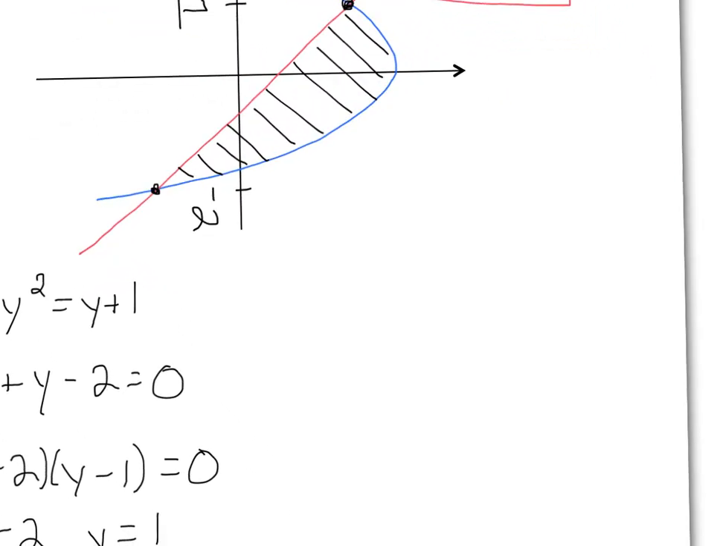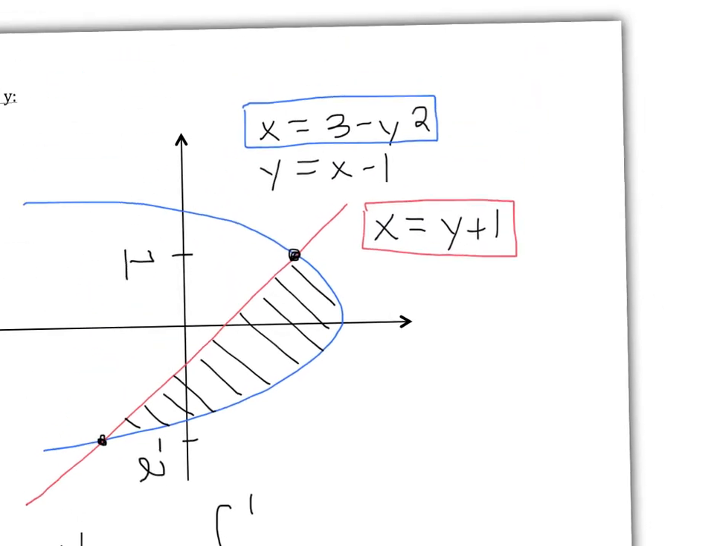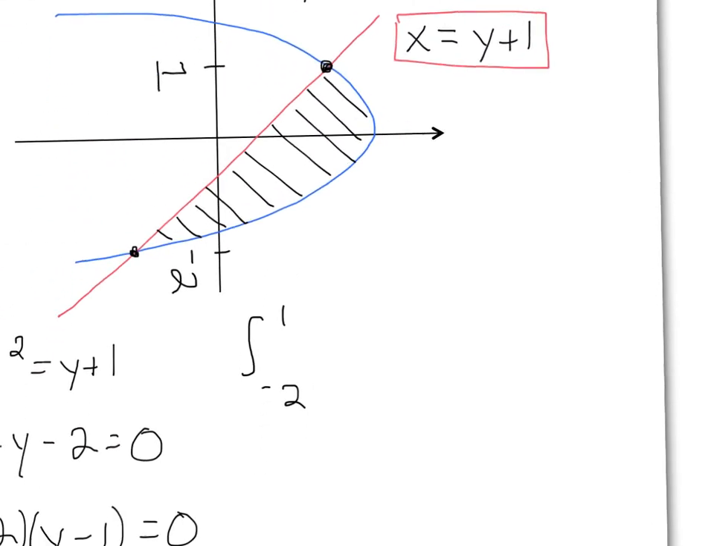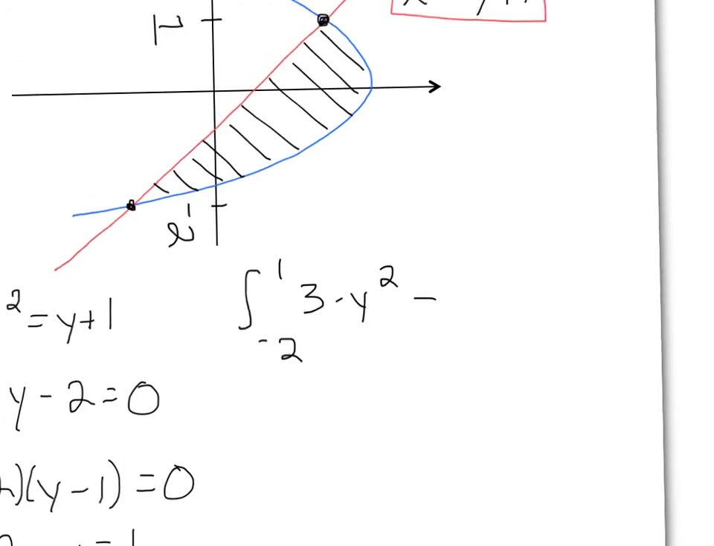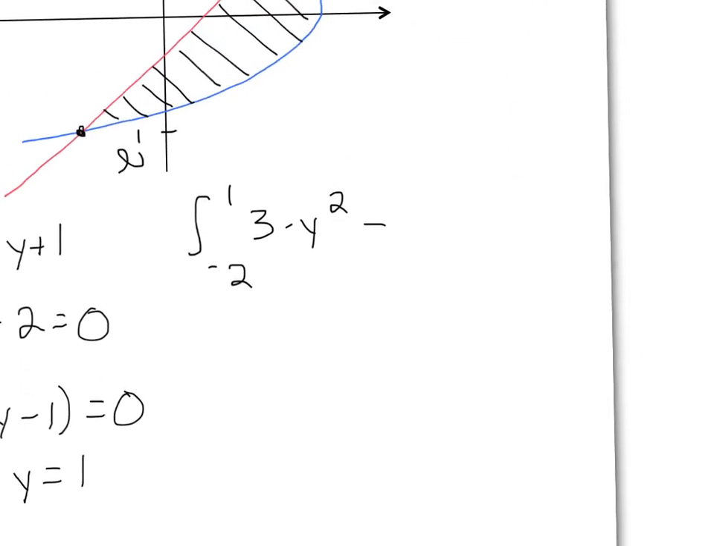For my definite integral, I know that I am going to be going from y equals negative 2 to positive 1, and I'm going to do top curve minus bottom curve. So relative to the y-axis, 3 minus y squared is on top, and my line, y plus 1, is on bottom.